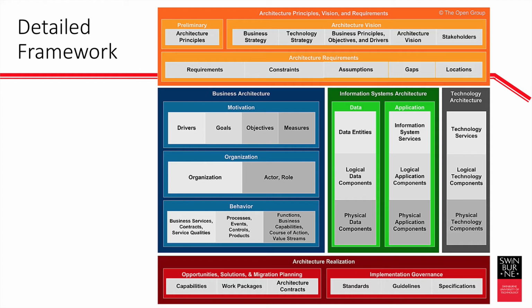What it looks like in a little more detail is here, and you can see under information systems architecture it would cover both data and application. It would look at the data entities, the components, the physical components, the information system services, what the applications look like. We'd want to get, from an architectural point of view, an understanding of the business and what the business is trying to deliver of value to its customers, and then the underlying technology architecture.